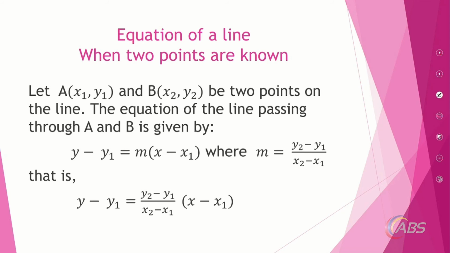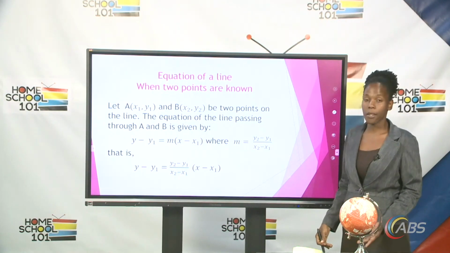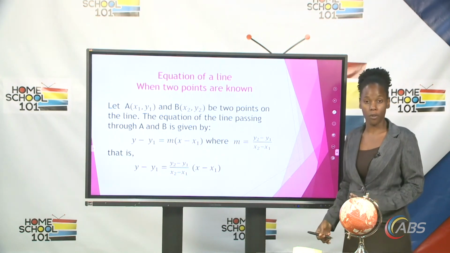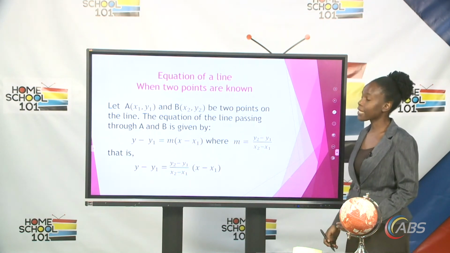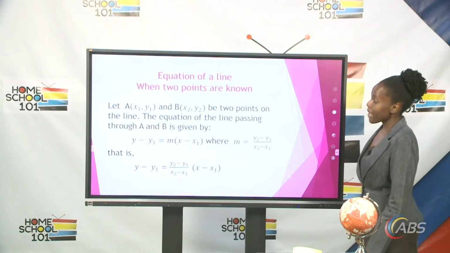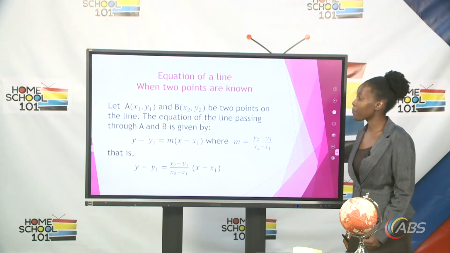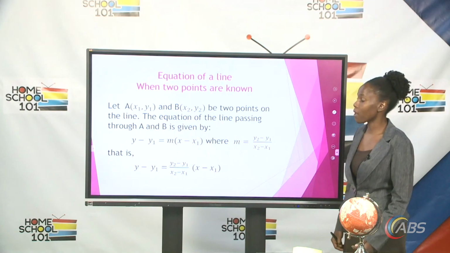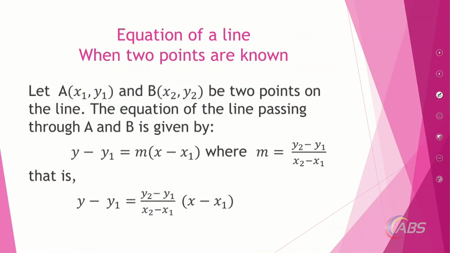So as indicated, in the first instance, we looked at finding the equation when we know the gradient and a point on the line. In this case, we will find the equation when we're given 2 points on the line. So let A be the point (x1, y1) and B, (x2, y2), be 2 points on the line. The equation of the line passing through A and B is given by y minus y1 is equal to m times x minus x1, where m is y2 minus y1 divided by x2 minus x1. In this case, we're using the formula for the gradient.